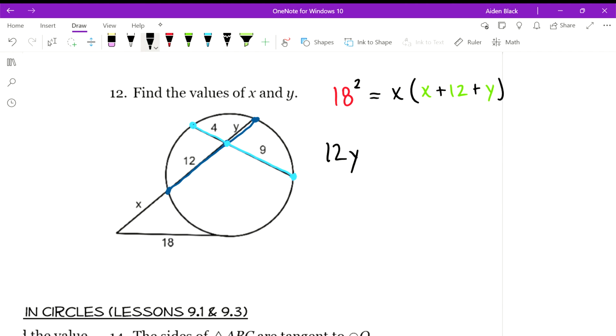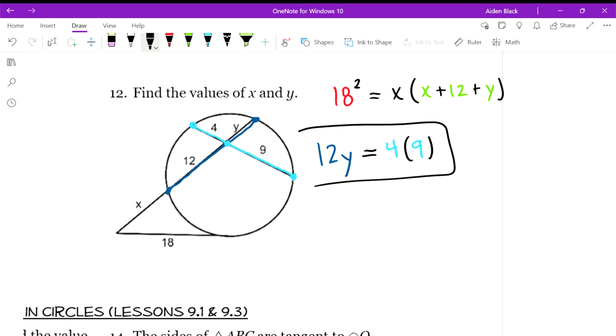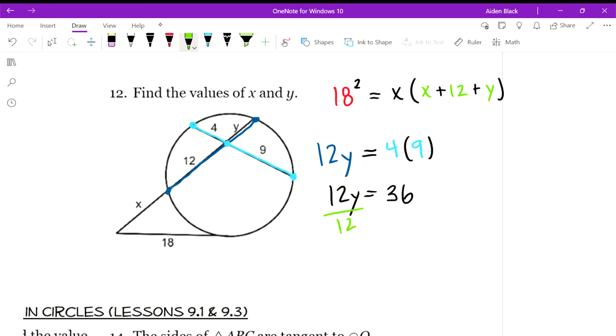So we can set up this equation. 12 times y, maybe I'll do them in colors, that'll help. 12 times y is equal to 4 times 9. Okay, so this will actually give us the value of y since it's just one variable in this equation. And then we can plug it in up here. So 4 times 9 is 36. 36 equals 12y. If we divide both sides by 12, we get that y equals 3.